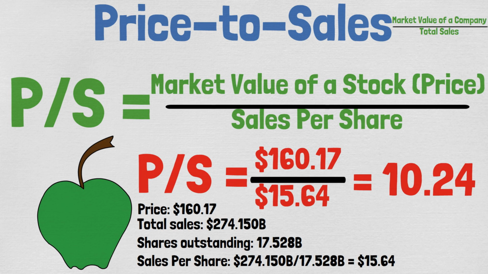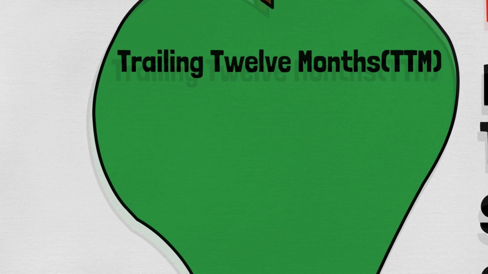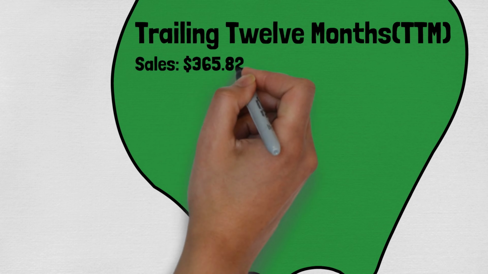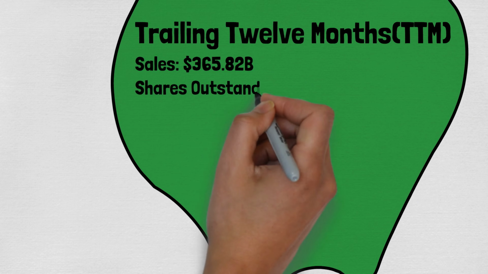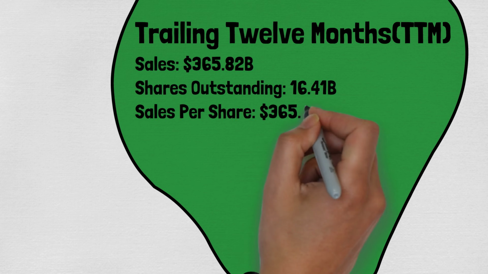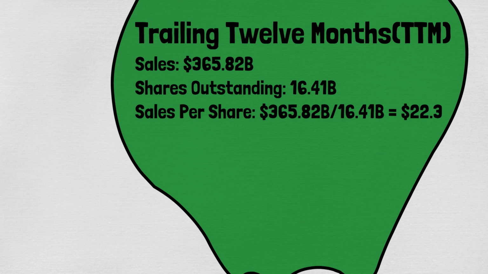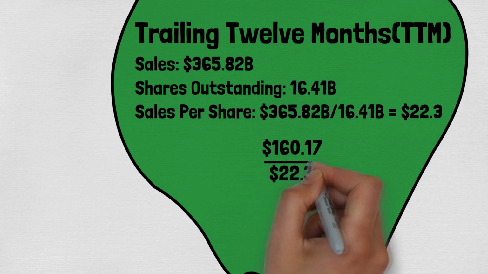As with the PE ratio, it is common to use the trailing 12-month sales for the price to sales ratio too. The trailing 12-month sales for Apple is $365.82 billion and the current shares outstanding are 16.41 billion. This means that the sales per share are $22.3 and the price to sales ratio is 7.18.